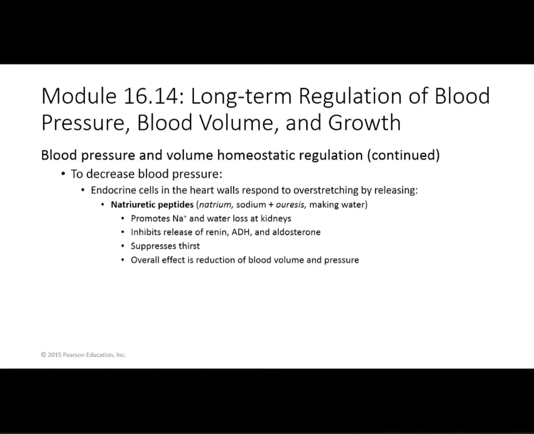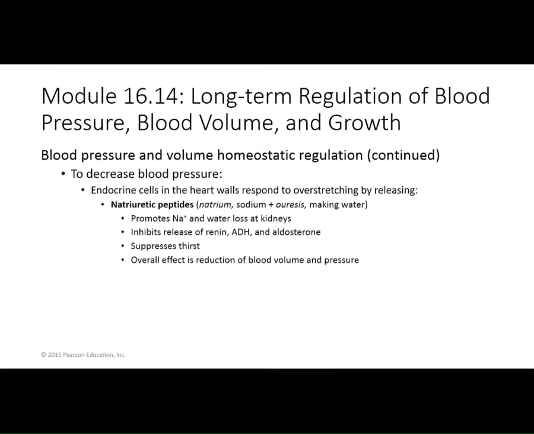Get rid of water. And one way you can get rid of water is to get rid of sodium. Remember, water follows solute. So if I have more sodium in my urine, more water will go with it. So again, more sodium is released, more water is released. It's going to suppress your thirst. This is where we talked about it before. And it's going to inhibit the release of ADH. So overall, you've got these integrative effects. All these hormones are going to come and affect thirst and blood volume.